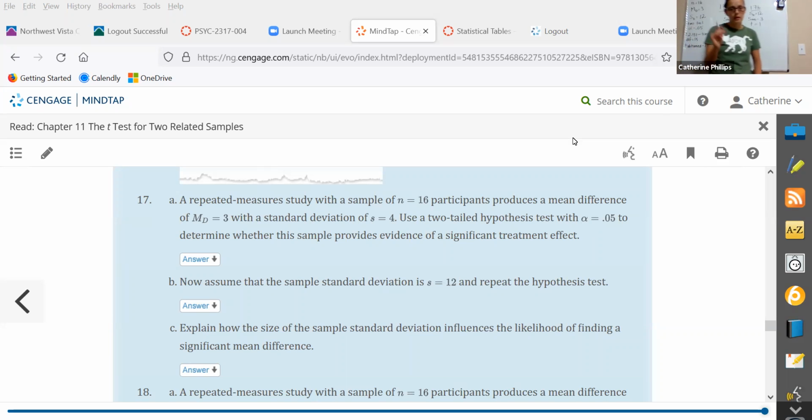So now what we're doing is 17C. Explain how the size of the sample standard deviation influences the likelihood of finding a significant mean difference.